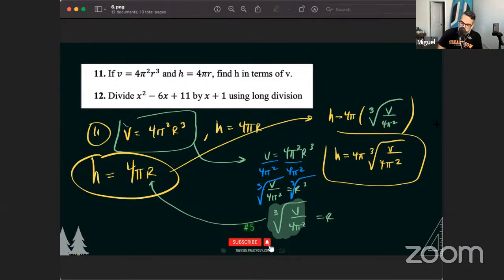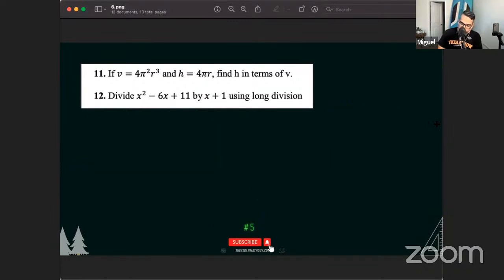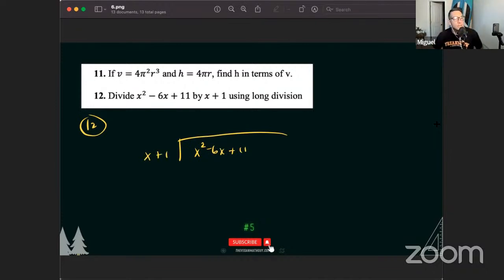Okay, number 12. Number 12 is to divide x squared minus 6x plus 11, and you want to use long division. Oh boy. Okay, x squared minus 6x plus 11. Honestly, if this is calc prep, a lot of the times you don't use long division, you're going to use synthetic. Your teacher must just want to be a little intense today.